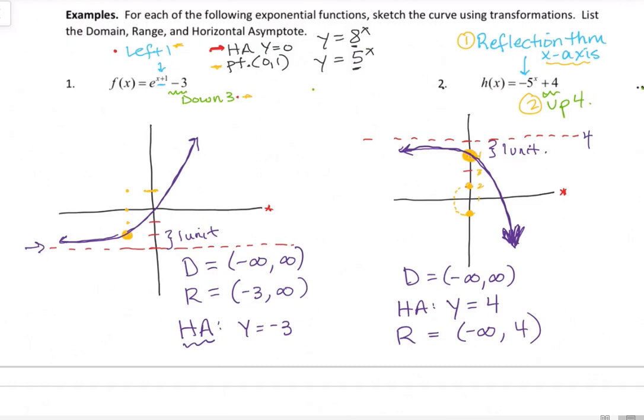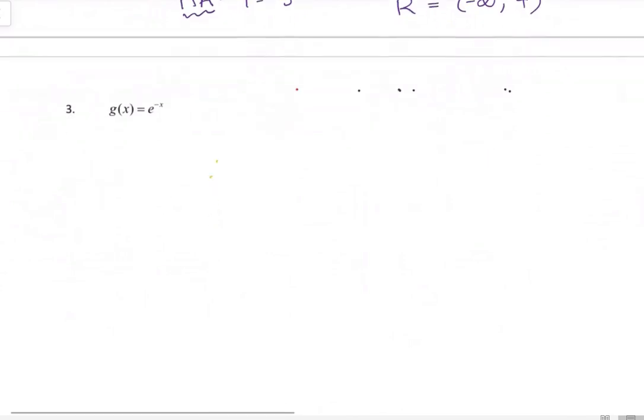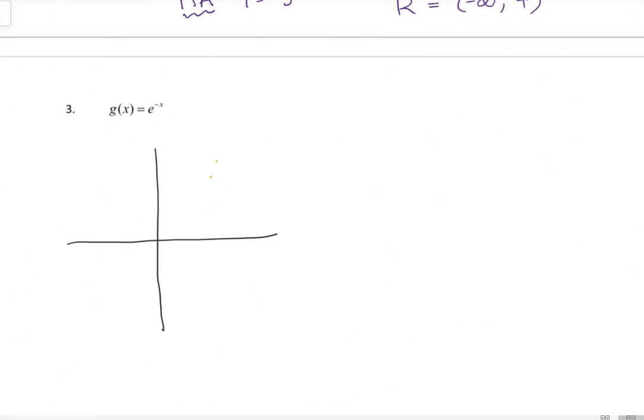Okay, let's take a look at one more curve. I wanted to make sure to get the reflections in because sometimes those cause the most trouble. So this one's got a reflection, but the reflection this time is on just the x. The negative is right in front of the x only. So this time my reflection is through the y-axis. So it is a left-right flip, so to speak.